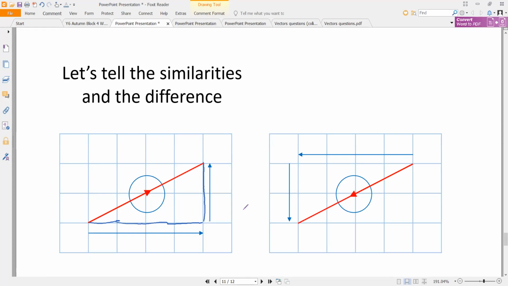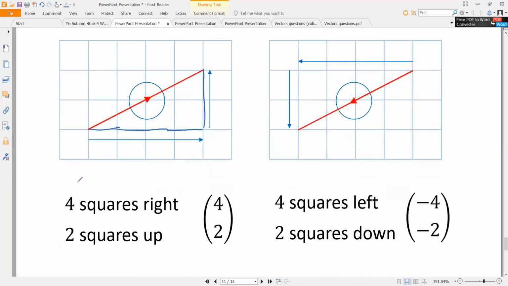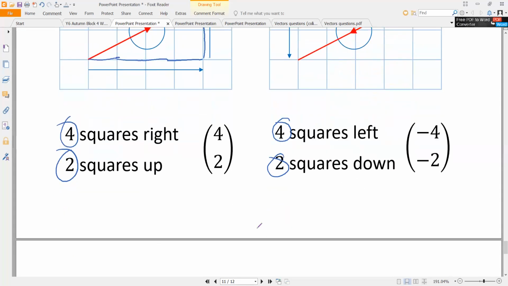Of course, both of them are vectors. You have 4 squares to the right, just like I did right now, and then you see 2 squares up. You also have 4 squares again, but this time around to the left, so that's the difference. And then 2 squares down. This is how you represent vectors.